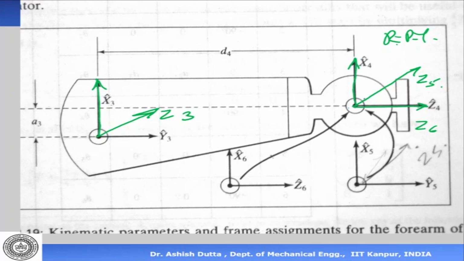And similarly, Z5 is here. So I put x5 and x6 here. So the problem I was talking about is, if your Z6 is there, then because Z5 is orthogonal to Z6, you cannot assign your x5 such that you can rotate Z5 to make it Z6. So that is the problem. To avoid that, we put Z6 down, and now x4, x5 and x6 are here.